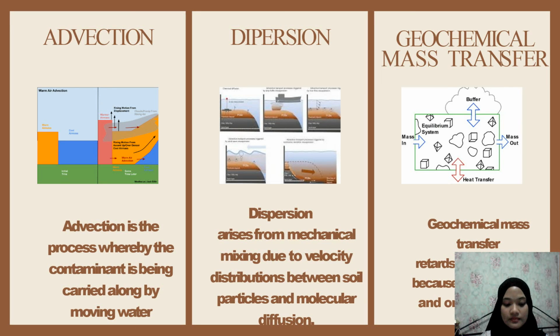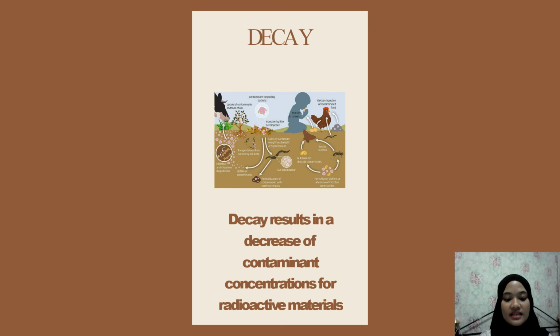Geochemical mass transfer retards the migration because of adsorption or precipitation. Decay is the last element in contaminant transportation. Decay results in a decrease of contaminant concentration for radioactive materials.